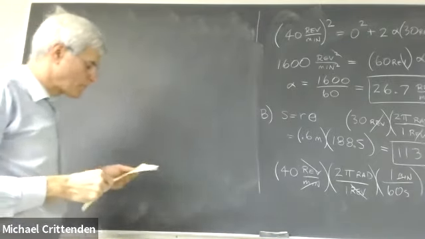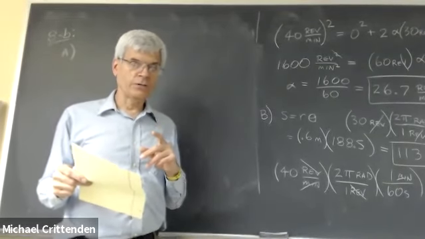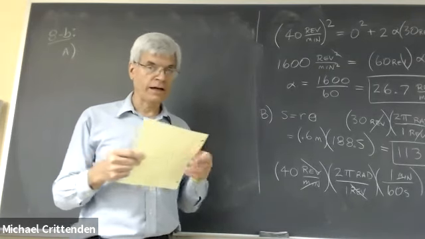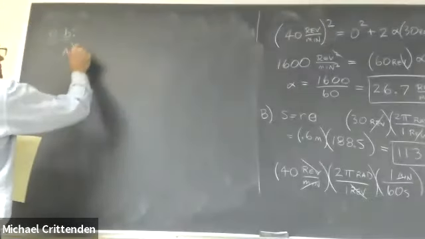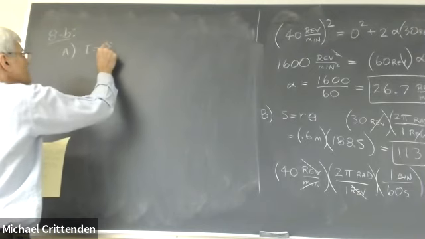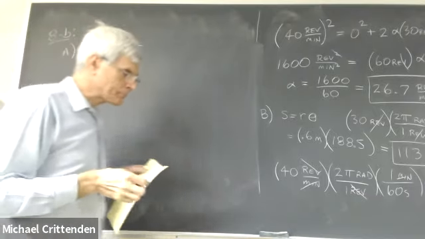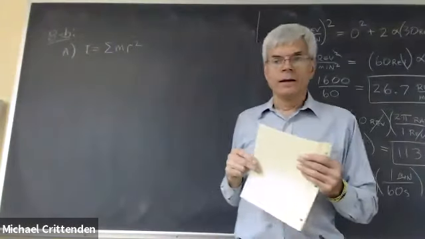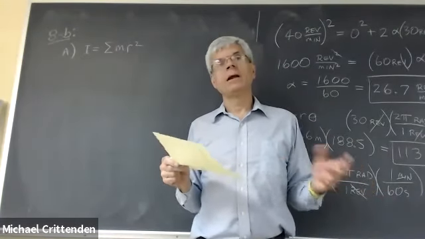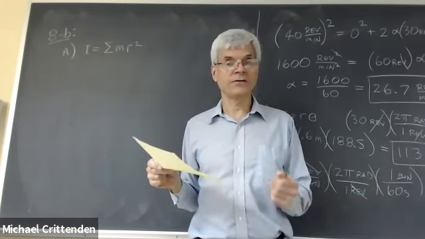Part A. Well, kinetic energy equals 1/2 I omega squared. So I'm going to need the moment of inertia. So I might as well get that figured out right at the beginning. Get a number for it that I can use when I need it. The moment of inertia of a point-like particle is mr squared. If you have a system of point-like particles, it's the summation of those mr squareds.